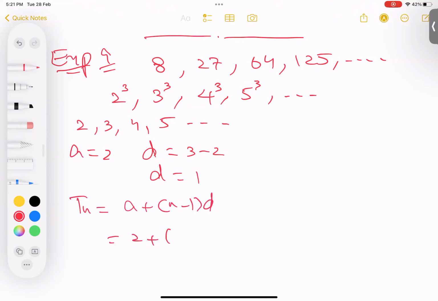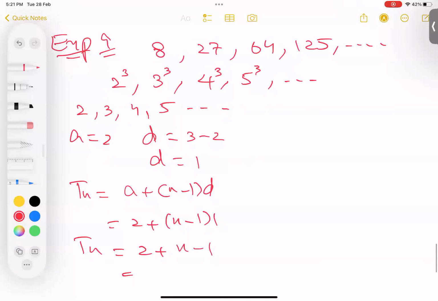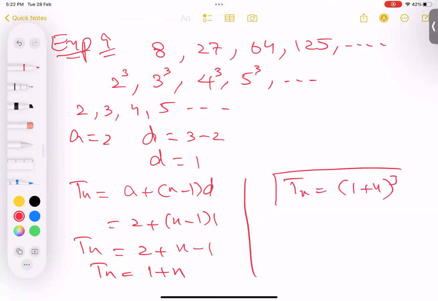A is 2, n is n, and D is 1. I am going to solve it. And what am I getting finally? Finally, I'm getting 2 minus 1 is 1. So 1 plus n is not the final answer. First, I removed the cube, and now I bring the cube back. And this is my final answer.